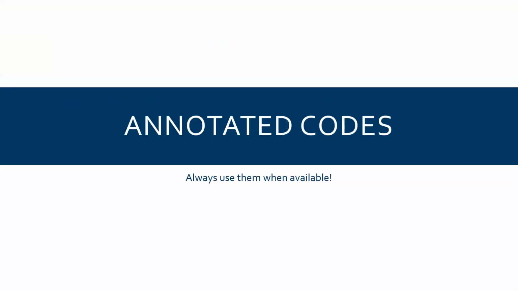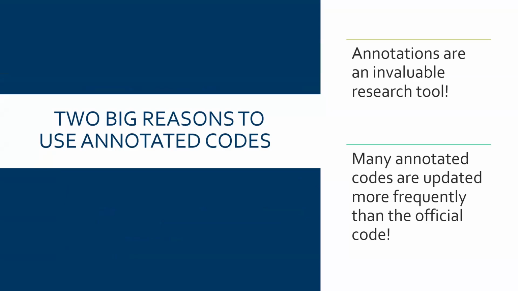Now let's talk about annotated codes. Basically, you always want to use them when they're available. So here are two big reasons to use these. Annotations are an invaluable research tool. You will get many different things that you can sort of bounce to from whichever statute you find. You'll find case law, you'll find cross references to other statutes, and you may even find secondary sources that will explain that statute. Also, many annotated codes are updated more frequently than the official code, so you also have that advantage.